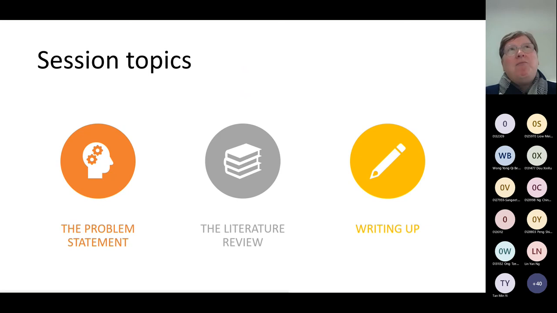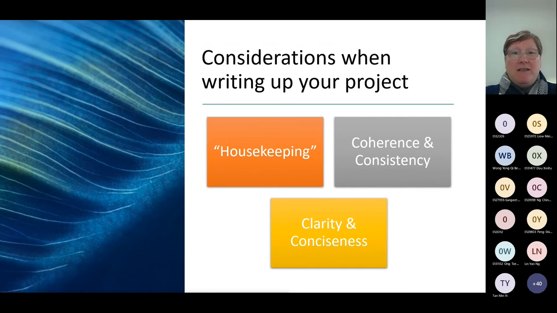So the next thing I'm going to look at is writing up, and what I as a marker want you to be considering when you're writing up. So, what I look for in a written-up dissertation. I'm going to divide this into three areas. One is housekeeping. Second is coherence and consistency. And the third is clarity and conciseness. I'll start with the simplest and most straightforward one.